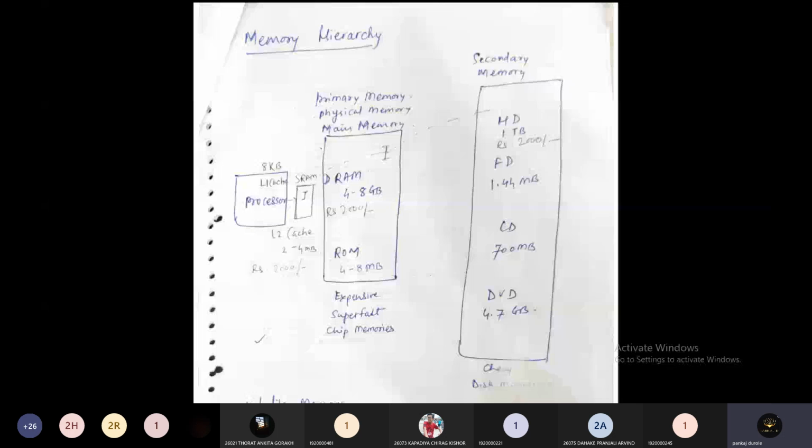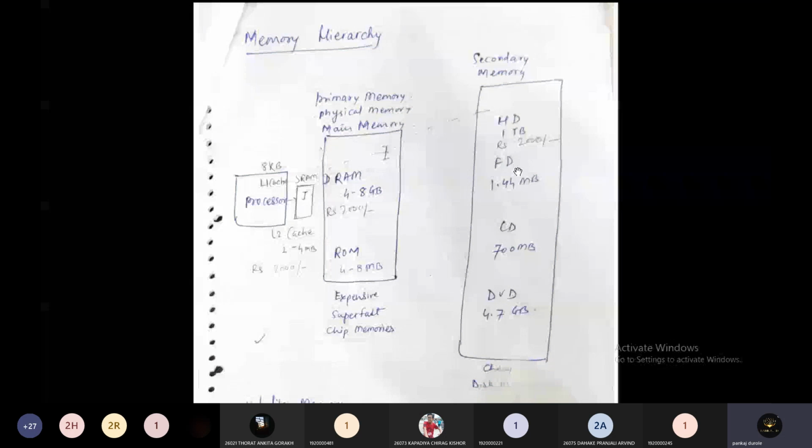Now, inside the secondary memories, what different types of memories come? The very first thing is a hard disk. So when you purchase 1 terabyte of hard disk from the market, approximately it will cost 2000 rupees or 1000 more than that. But still, this amount for 1 terabyte of memory is relatively cheap.